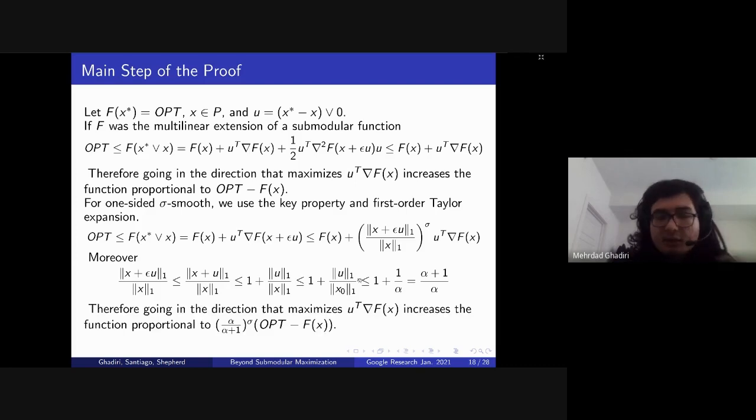And then combining these two inequalities says that going in the direction that maximizes the directional derivative at least increases the value of the function by some fraction of opt minus f of x. And as you can see, if we pick alpha equal to a half, then that factor is 1 over 3 to the sigma. So this is the main step in the proof. I'm not going to talk about the other steps of the proof.